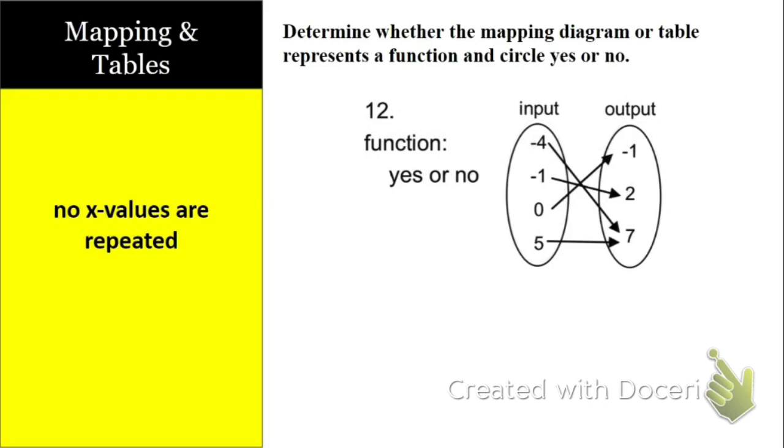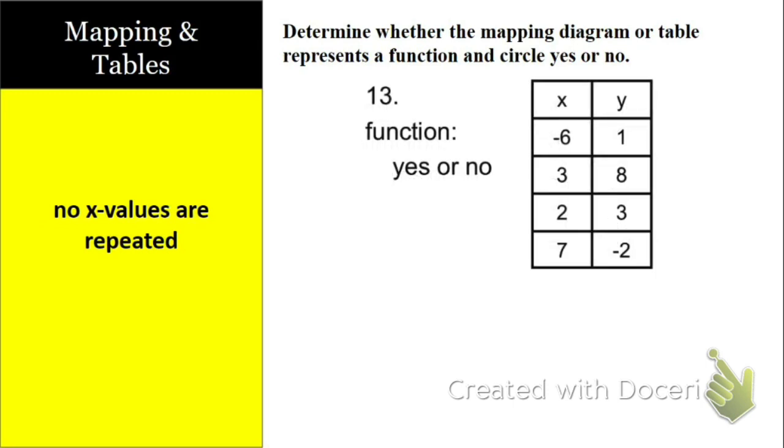In this example, same concept, we look and see what we can determine. In my input, we got 4 one time, -1 only one time, 0 has one arrow coming from it, and 5 has one arrow coming from it, so this one is a function. Alright, moving to the next example. Let's look at this table. Let's determine if this table is a function.